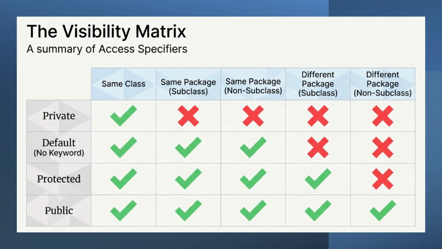Private is restricted to the same class, default works within the same package, protected allows access to subclasses even in different packages, and public is accessible everywhere. As you move from private to public, accessibility increases while data protection decreases. So choosing the right modifier is critical for balancing security and flexibility.